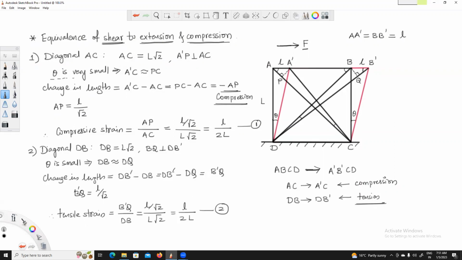So for the reference, you note this down that your compressive strain and tensile strain both are l over 2L. And this distance was l, and this distance AD was your capital L. Okay, so let me write this. Let me draw this triangle only, A dash D, and see what happens here. So I have obtained compressive or tensile strain to be equal to l over 2L.